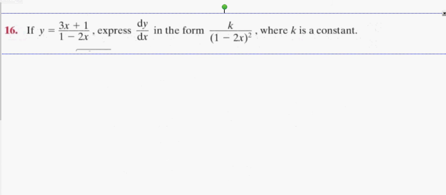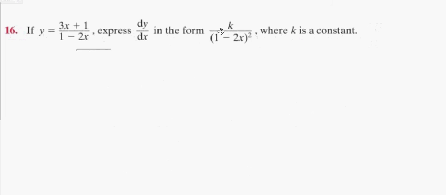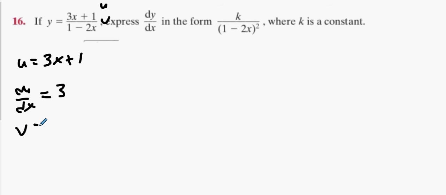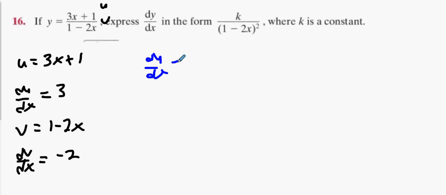Alright, question 16. Somebody asked me to do 16, did they? Killian, you asked me for it, right? Killian, it's a quotient rule. Okay, so u equals 3x plus 1. du dx equals 3. v equals, what's v equal? v equals 1 minus 2x. dv dx equals minus 2. You okay with that? Okay. Now, next thing is use the quotient rule, which is dy dx equals v du dx minus u dv dx all over v squared.